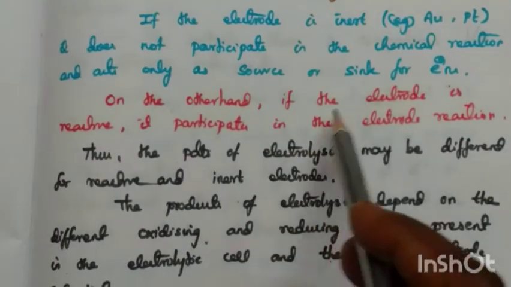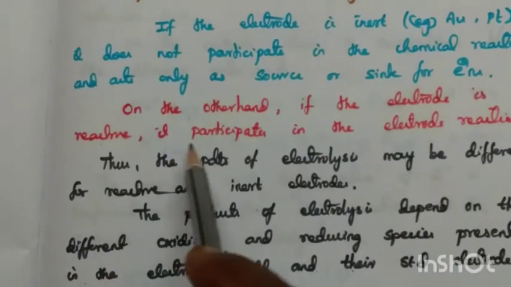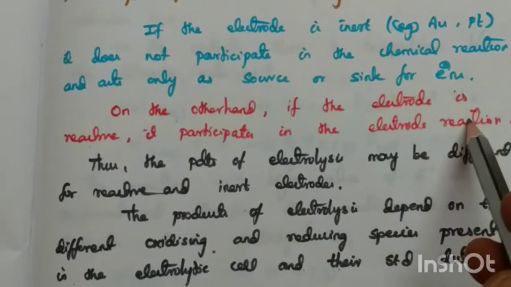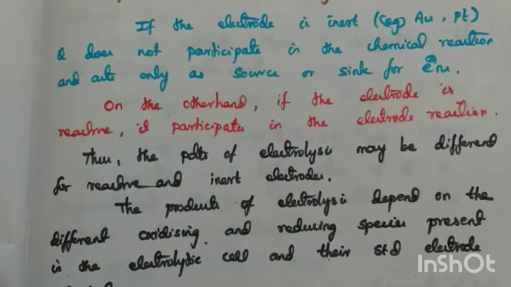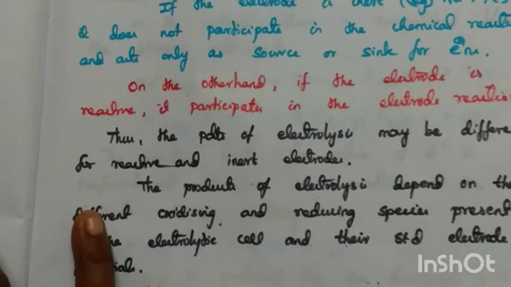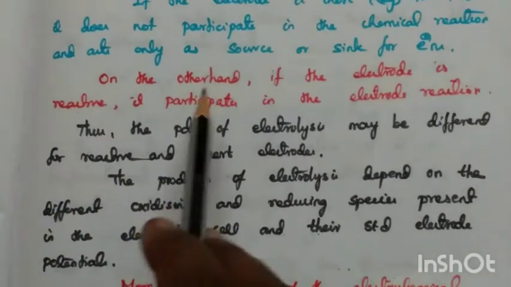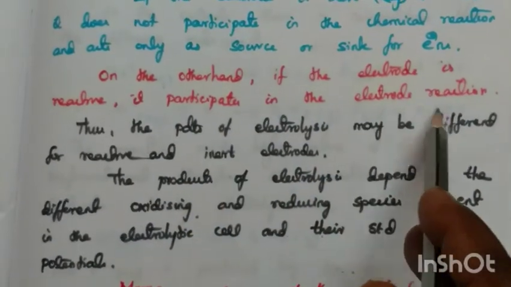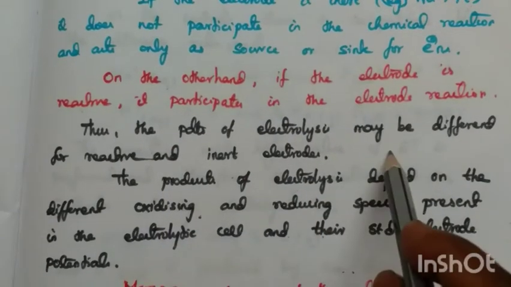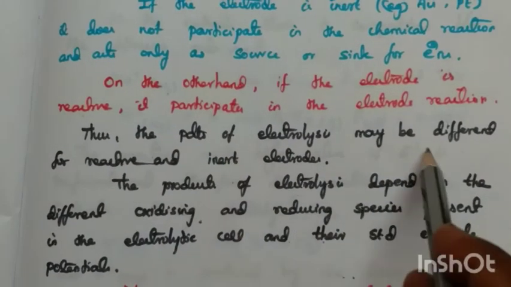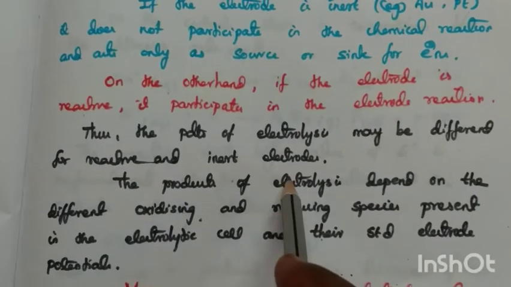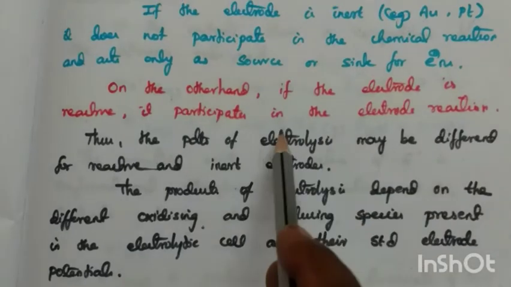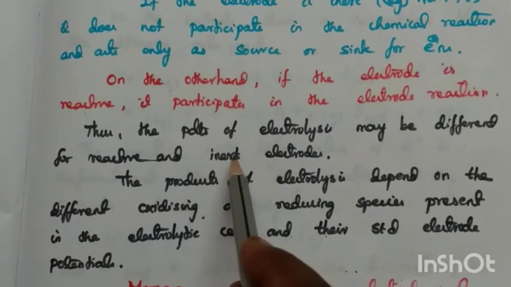On the other hand, if the electrode is reactive, it participates in the electrode reaction. That means it has a tendency to dissociate in the solution and give ions in the solution. If it is inert, it does not get involved in the reaction. Thus, the product of the electrolysis may be different for reactive and inert electrodes. If we use the inert electrode, it gives different types of reactions and products. If we use the reactive electrode, it gives different types of reactions and products.